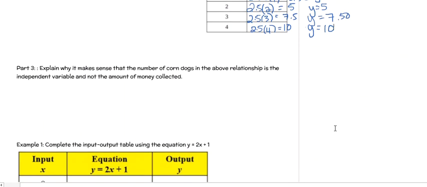And the last part of this Explorer activity is to explain why it makes sense that the number of corn dogs in the above relationship is the independent variable and not the amount of money collected. And I want you to think of this on your own. You have your own explanation for this, and I've talked about independent and dependent variables. So how about you try to really think through this and understand the difference?